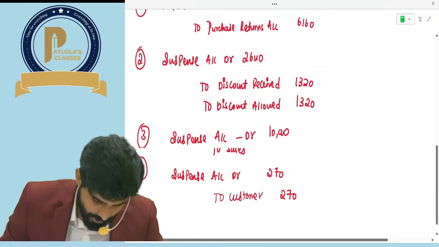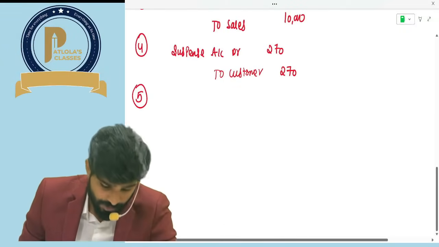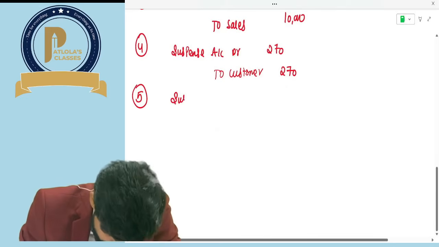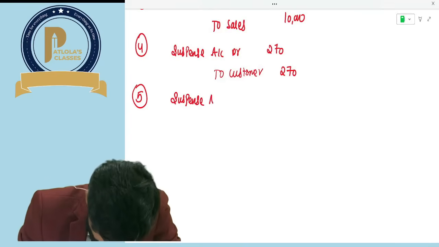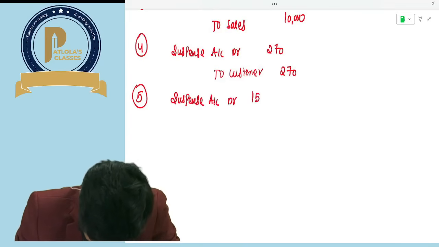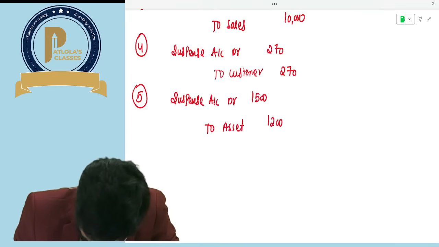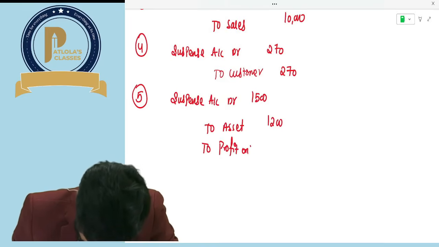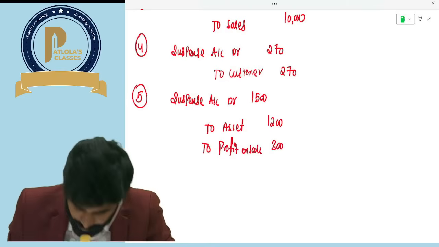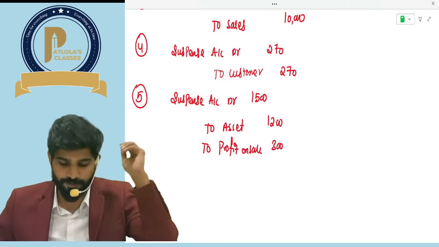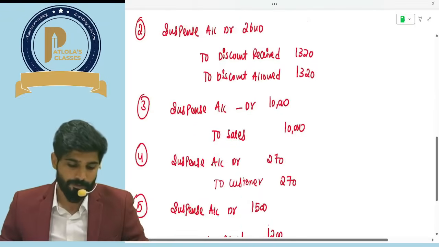So the rectification entry will be suspense account debit 1500 to asset. How much asset is going out? To 1200, to profit on sale. How much is profit on sale? 300. Obviously when you sell a 1200 asset for 1500, 300 will be profit.